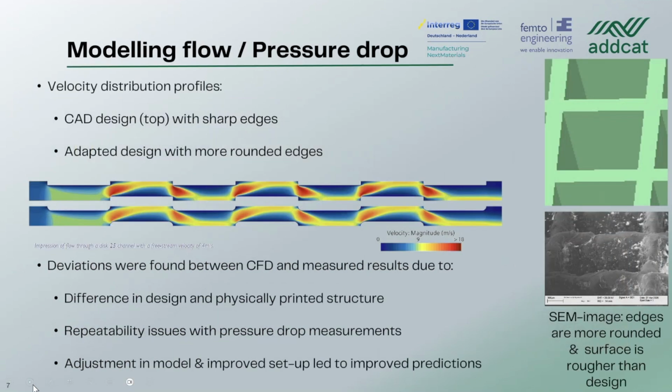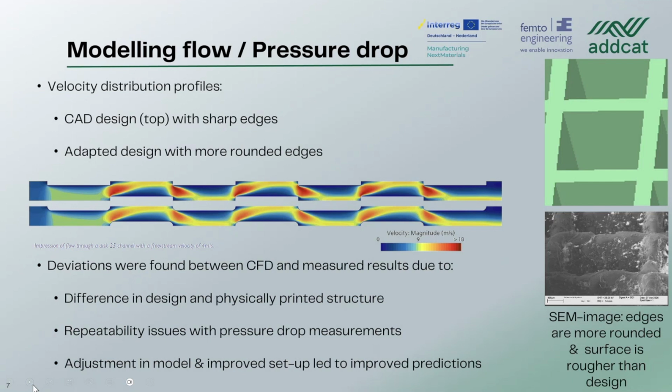So top right, you see a zoom in of the CAD model, very straight lines, and on the bottom is the same design, but then actually printed and zoomed in with a scanning electron microscope. You see that the edges are much more rounded. You have some rough surfaces here and there, inherent to 3D metal printing. And this proved to be the key to align data from the lab with data behind the computer.